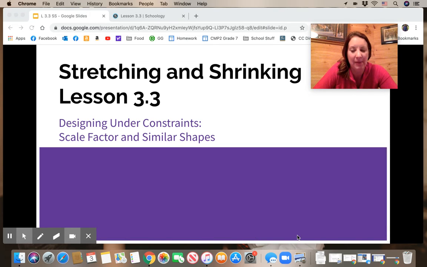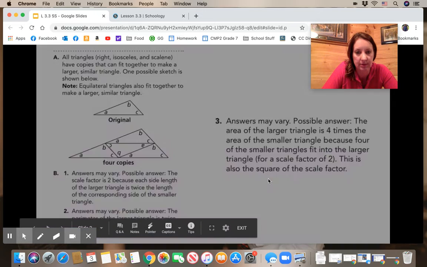We spent the last 2 days working on reptiles and learning about how scale factor affects perimeter, area, and side lengths along with angles. Today, you're going to be designing some figures using some constraints that they're going to put on you. But before we do that, we're going to start by going through lesson 3.2's solutions.